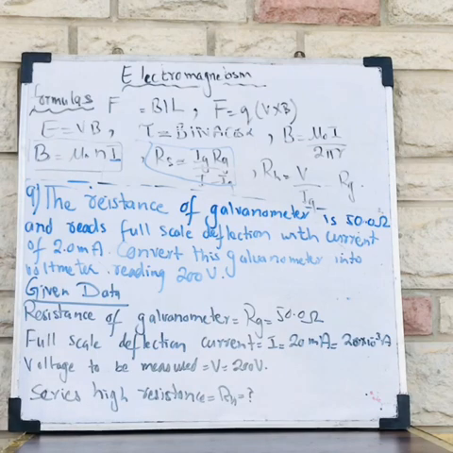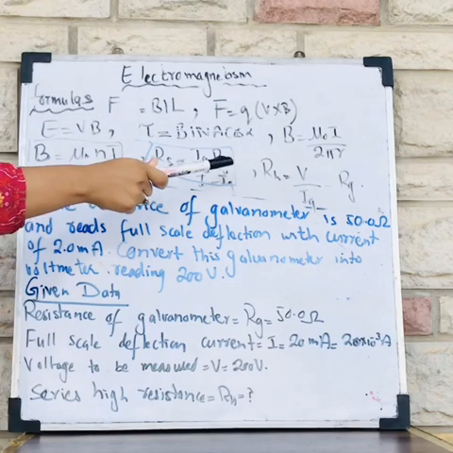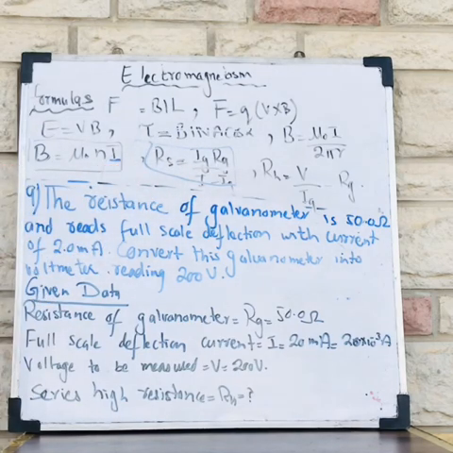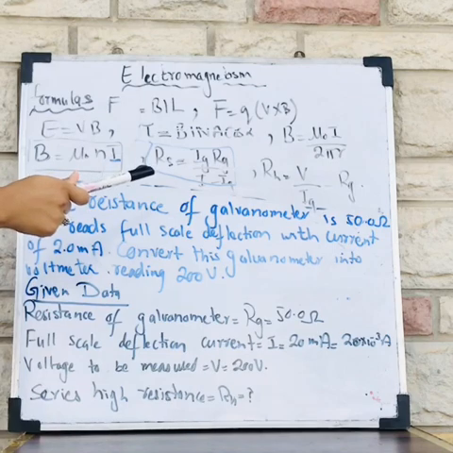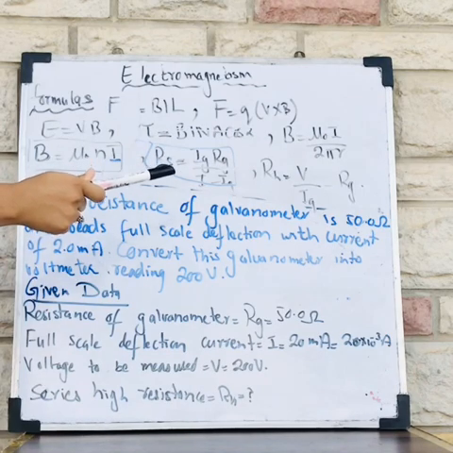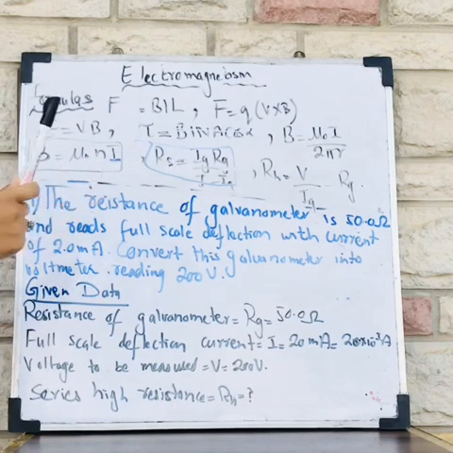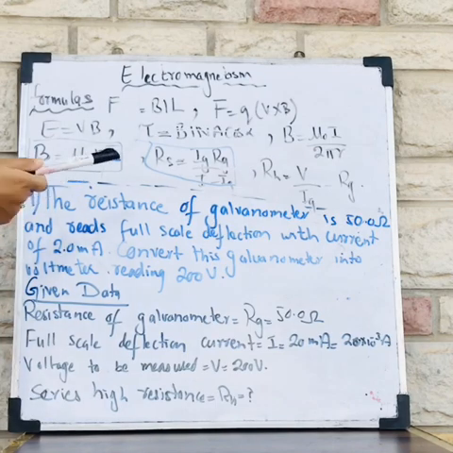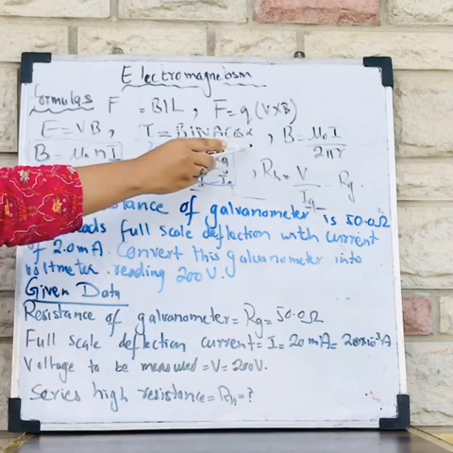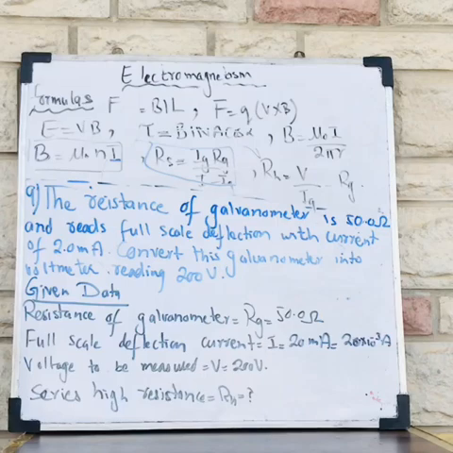So let's choose a suitable formula according to this given data. From here I see this one is suitable for me, because RH is unknown, V is known, Ig is also known and Rg is also known. So let's use this formula and calculate RH.